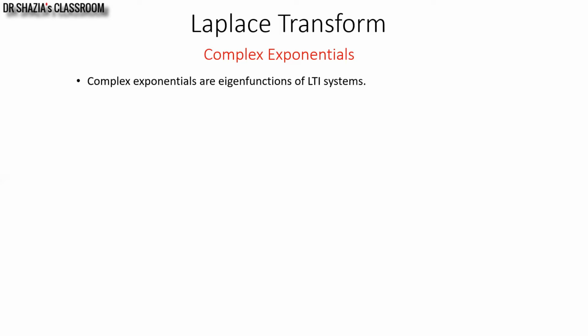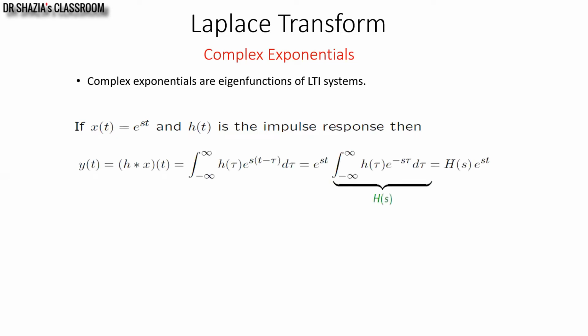So we'll start with complex exponentials, and how the Fourier transform or the Laplace transform are generated. If I consider the input as e to the power st, which is a complex exponential, passing through a system of impulse response h of t, then the response of the system will be generated using linear convolution of the impulse response with the input x of t.